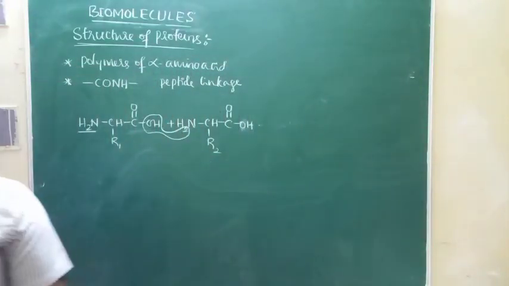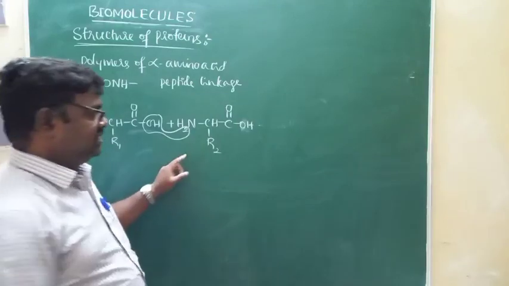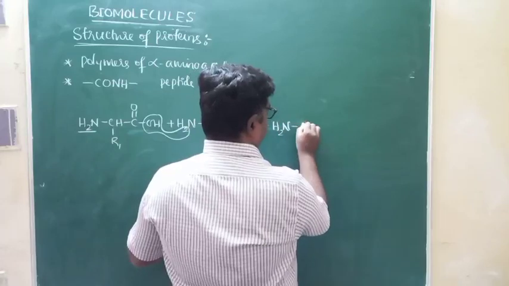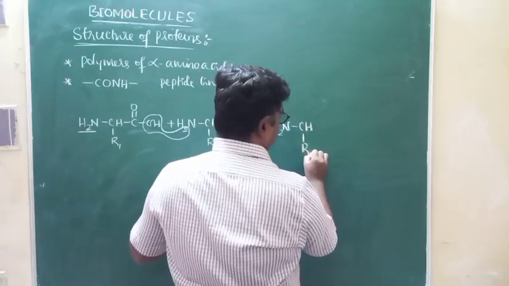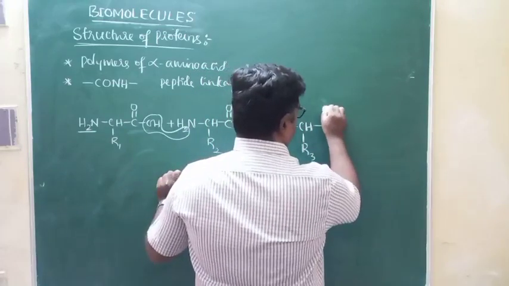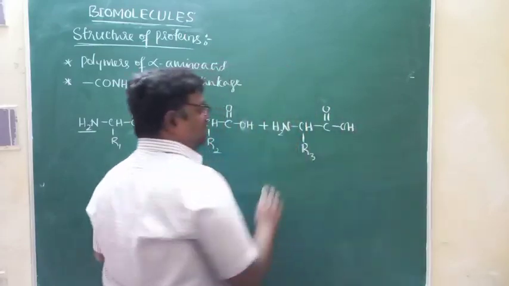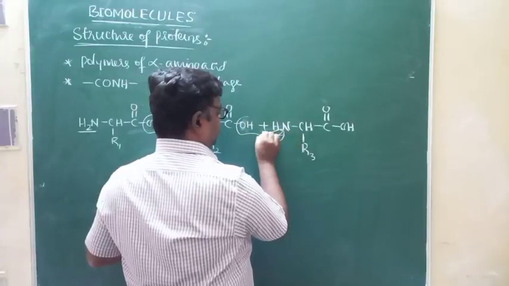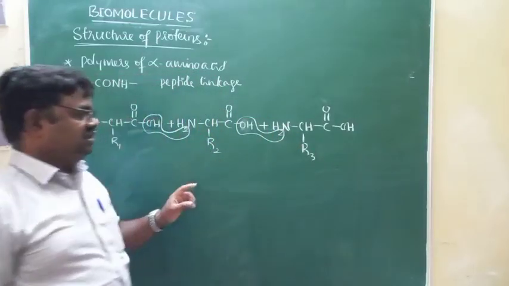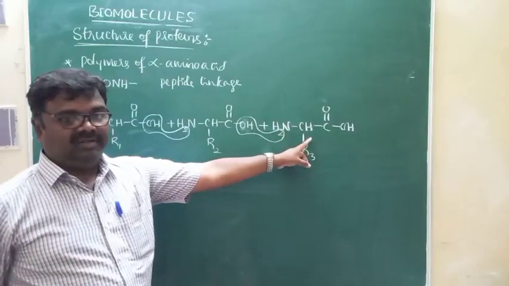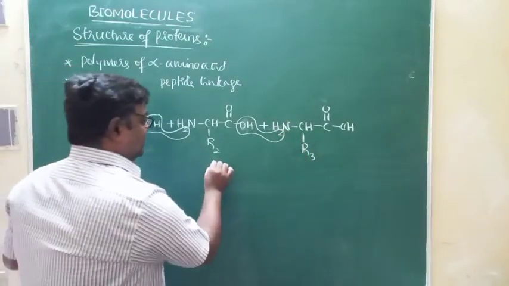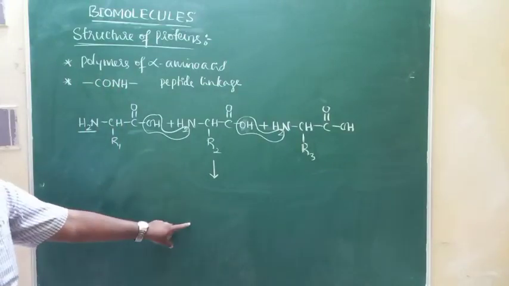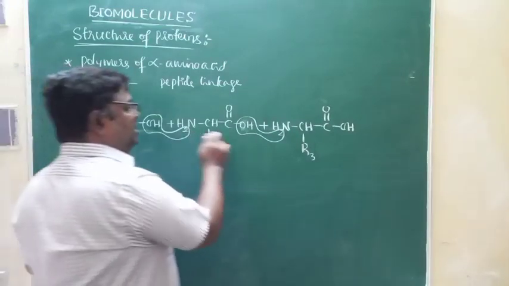Here I have shown two alpha amino acids. Let me take up one more there. This is NH2, and this is CHR3, and C double bond OH. This is one more alpha amino acid. Look here, condensation takes place between the carboxyl group of one amino acid and the amino group of another amino acid. So that results in the formation of a product that is called a tripeptide, because that product is formed by the condensation of three alpha amino acids.